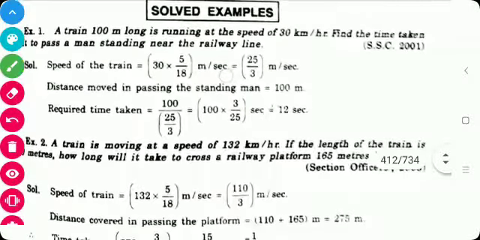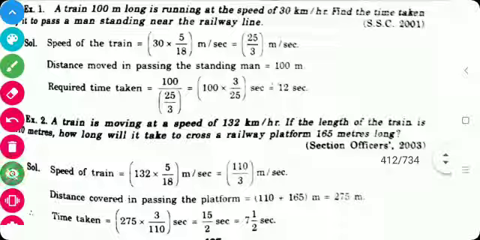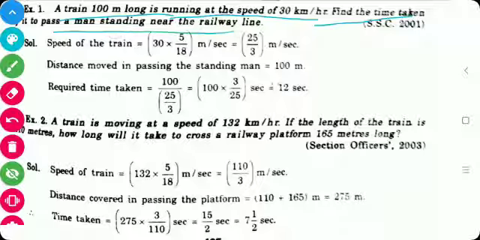So first problem is: a train 100 meter long is running at the speed of 30 km per hour. Find the time taken by it to pass a man standing near the railway line.